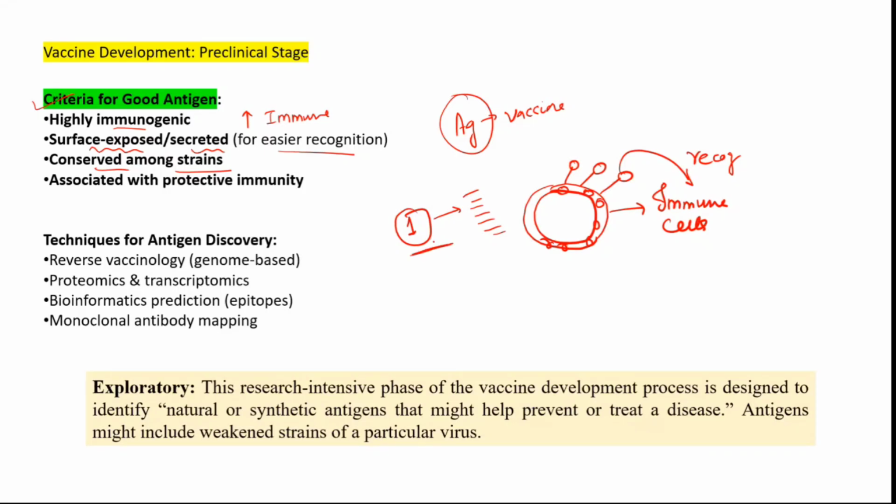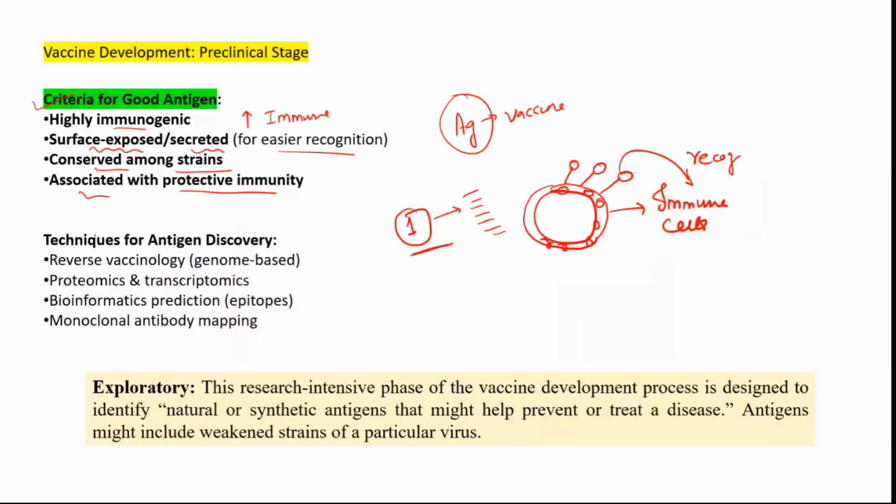Now it should be associated with protective immunity. This means it should not produce any kind of side effect in our body. Obviously we will have some mild side effects, but the overall disease-causing gene should be removed from this antigen, because otherwise it will cause so much harm.